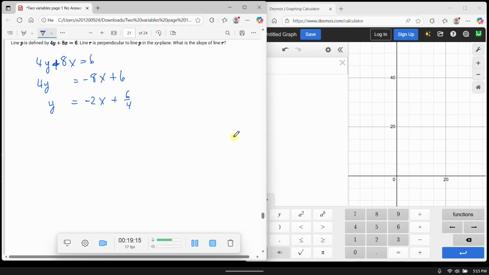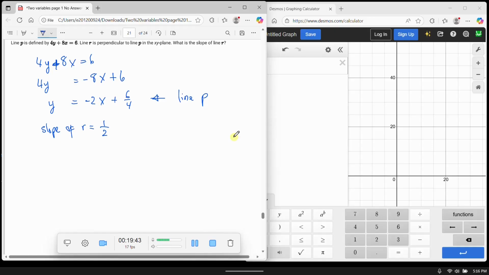Because right now we just want the slope of R that is perpendicular to P. So this is line P. The slope of R, which is perpendicular to P, would be, so negative 2 over 1, I'm going to flip it, then I'm going to have 1 over 2.